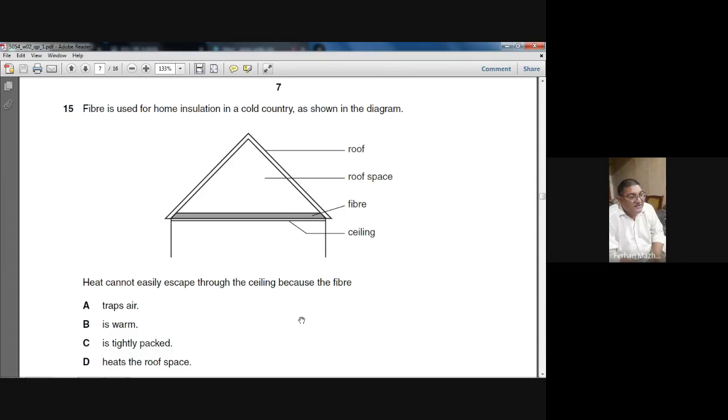What is the choice? It traps air. A is the right answer. Question number 15, A is the right answer.